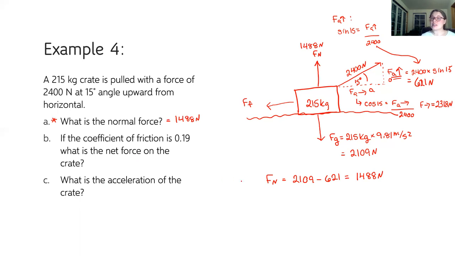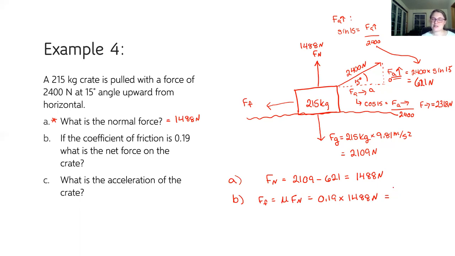All right, so that's A. B, if the coefficient of friction is 0.19, what's the net force? Well, that means we're going to have to find the force of friction in order to find the overall force. So what's the force of friction going to be? It's going to be equal to mu Fn, which is equal to 0.19 times our normal force of 1488 newtons. You will always find that for this course, because we don't have a lot of time, I'll give you extra steps to help you get to the right answers.